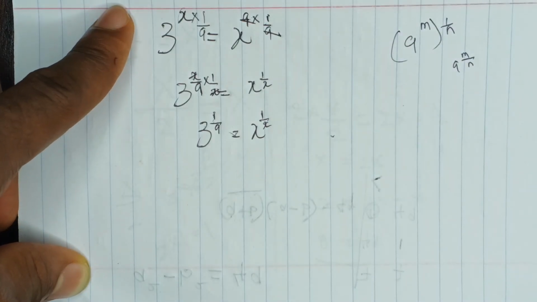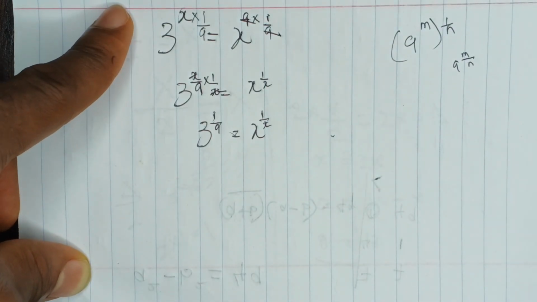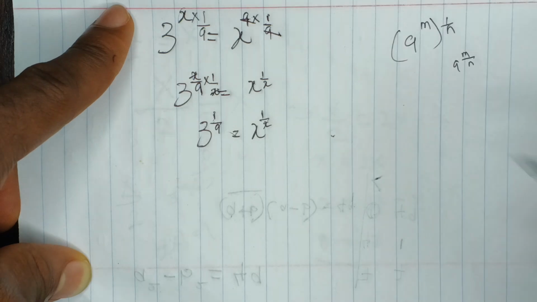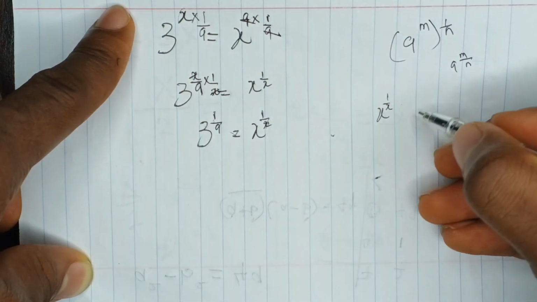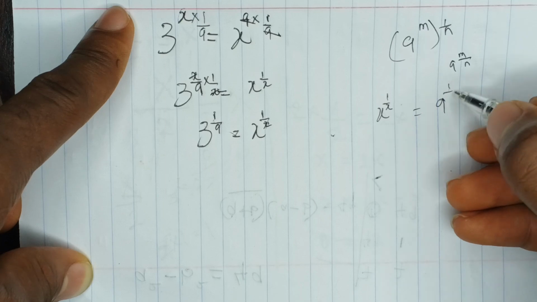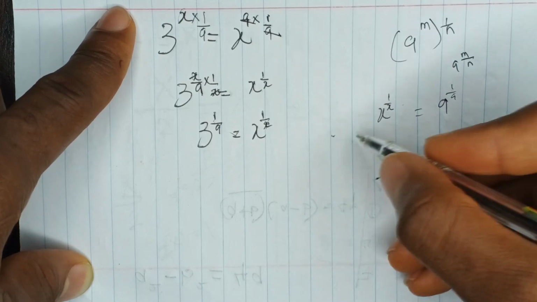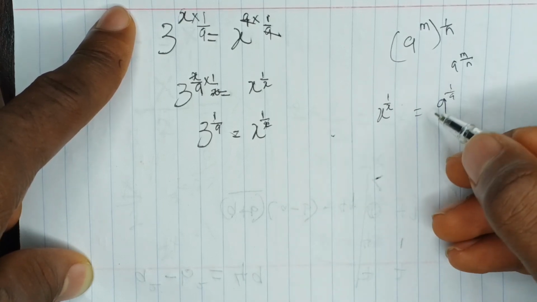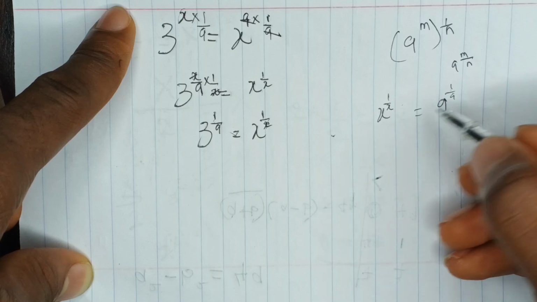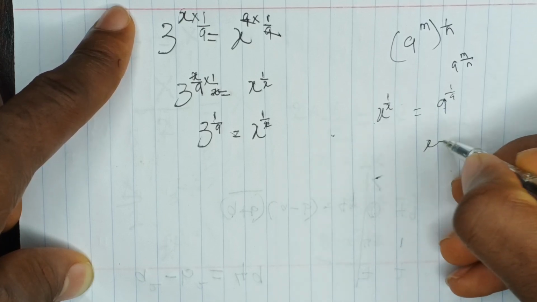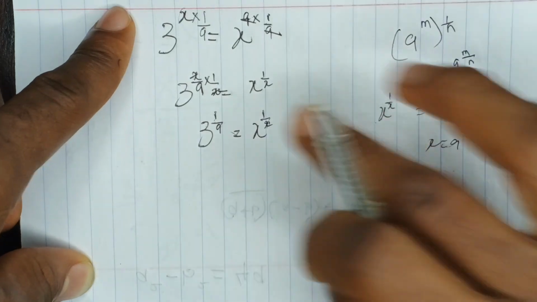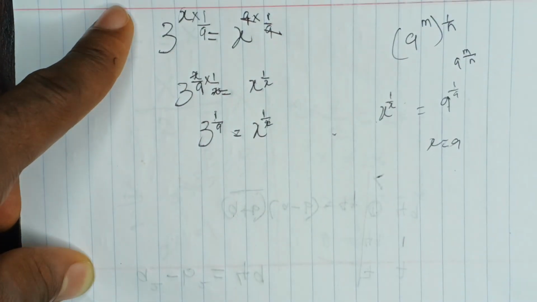Okay? Now, what are we going to do here? Because it looks as if you are stuck. Since we have x raised to the power 1 over x, we need a number that will look like a raised to the power 1 over a. So we need a number that will match this, because if you have x here, a here, x here, a here, it means that x is equal to a.